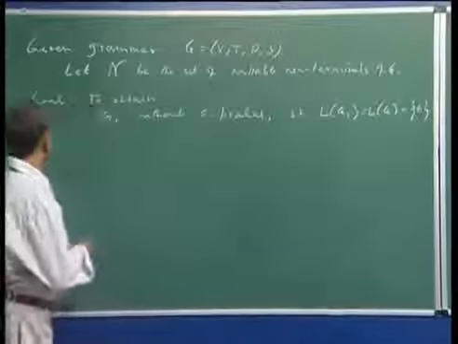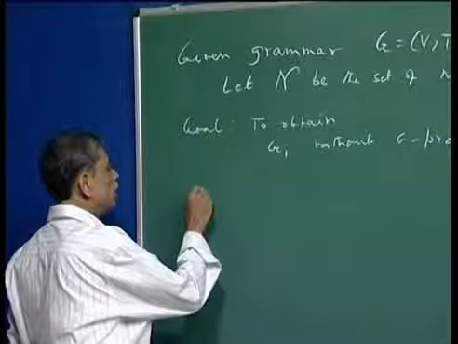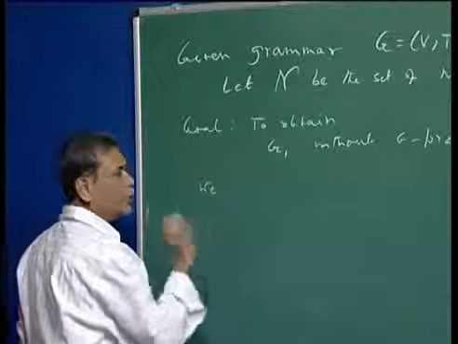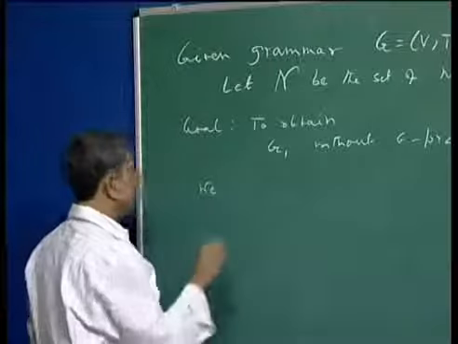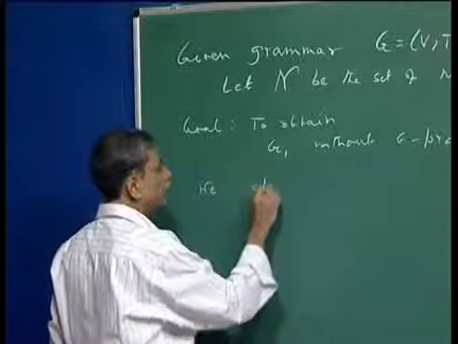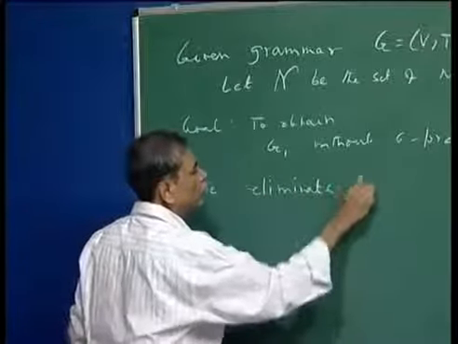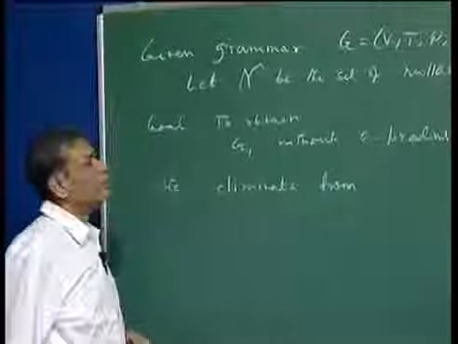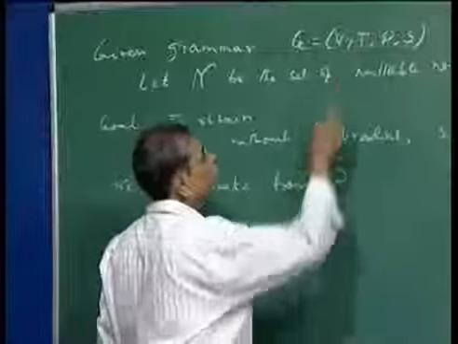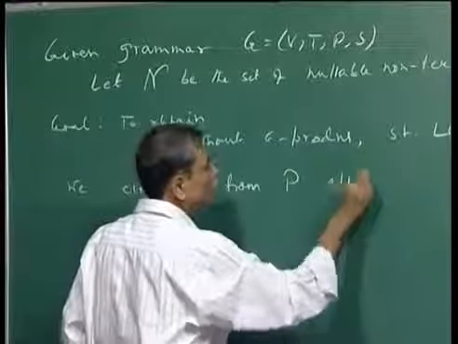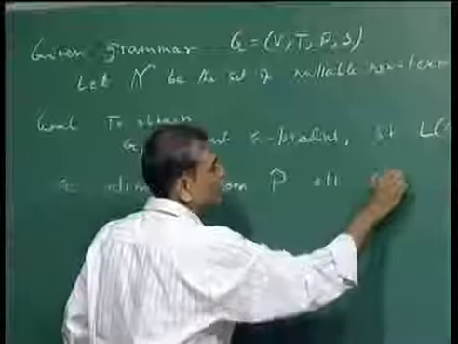All right. So, how do we do this? First of all, what we do is we eliminate from P, which is the set of productions of G, all epsilon productions.